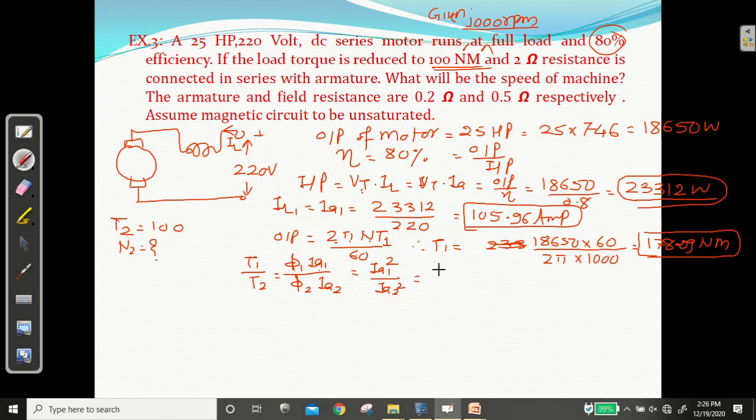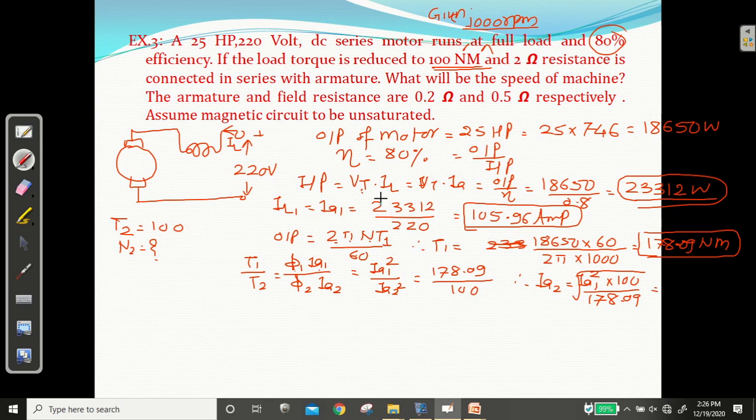T1 is how much? 178.09, and T2 is how much? 100. So you can solve for IA2. Hence you can find IA2. What is the value of IA2? Equal to IA1 square into 100 upon 178.09. That is IA2 equal to what? IA1 square into 100 upon 178, right? And we will take the under root of this.